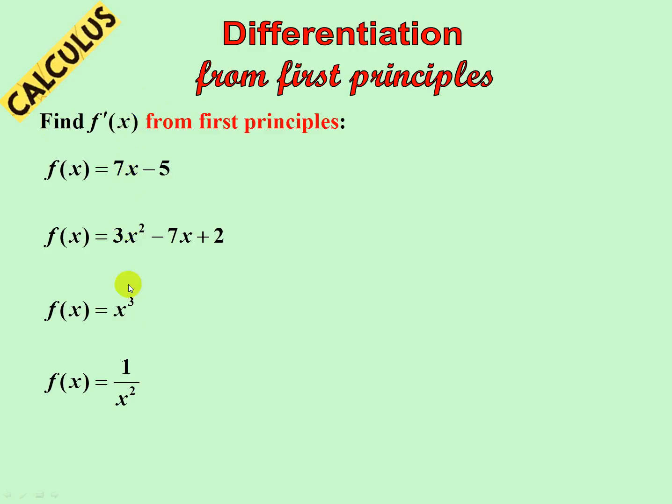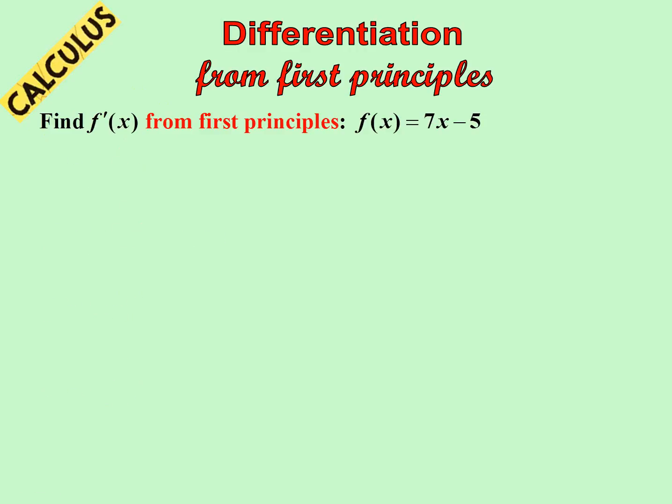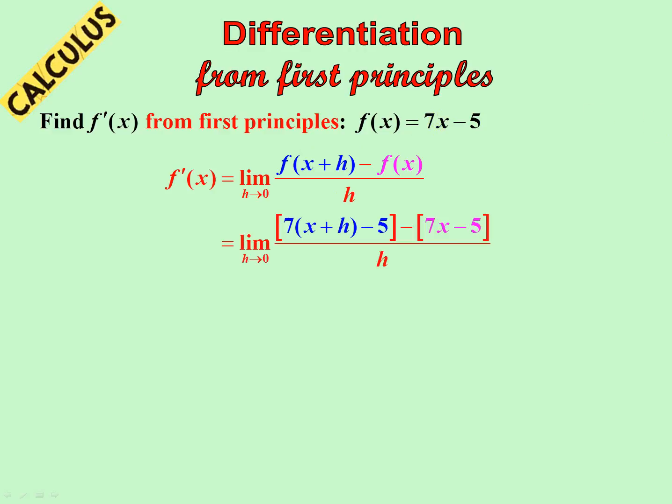So in each case, we need to find the derivative. Find f prime of x, f prime x. We have to differentiate. So let's start with the first one. A reminder. There is your average gradient, f of x plus h minus f of x all over h. Now we're going to substitute x plus h for x in the blue and take f of x as it is in brackets. Notice the sign change.